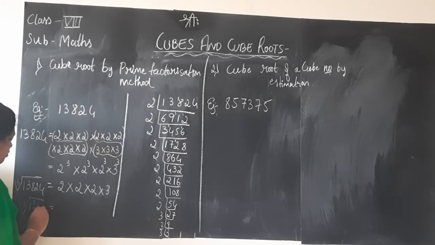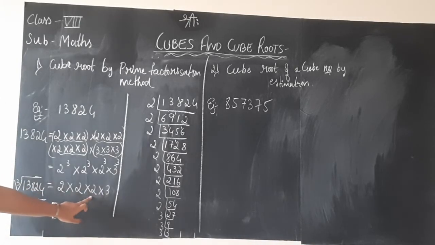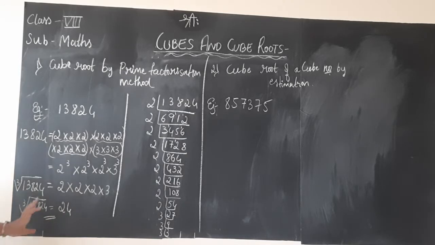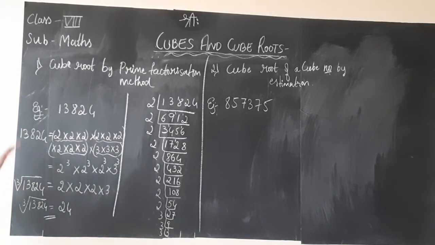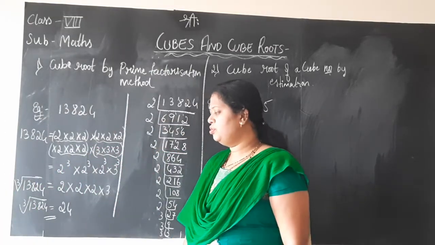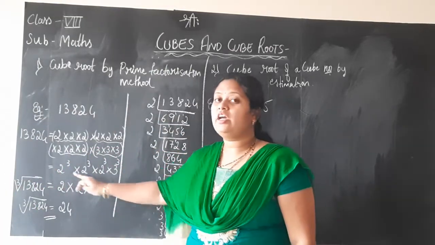So the cube root of 13824 is equal to 3 2s are 6, 6 2s are 12, 12 into 2 is 24. So the cube root of 13824 is 24. This is how you should find it out. All this you know, this is not new to you. But here that step we are not showing.